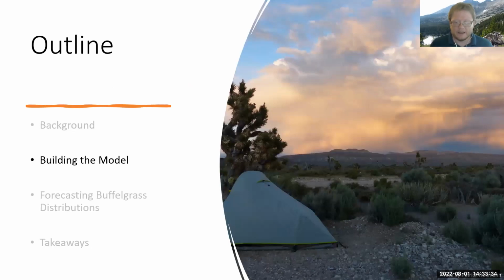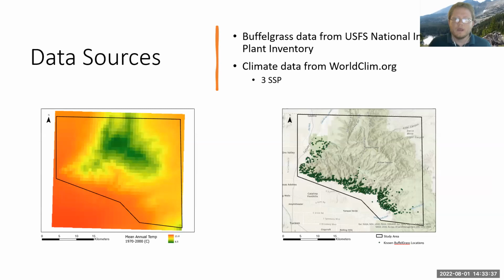So just quickly looking into how the model was constructed. The data used for this model came from the United States Forest Service National Invasive Plant Inventory, and the climate data came from worldclim.org. The invasive species data came in the form of polygons that were then changed to points using the center point of each polygon. And then the climate data came in the shape of rasters, 19 different bioclimatic factors for a number of different time periods, as well as for 3 different scenarios, light, medium, and heavy scenarios for climate change.